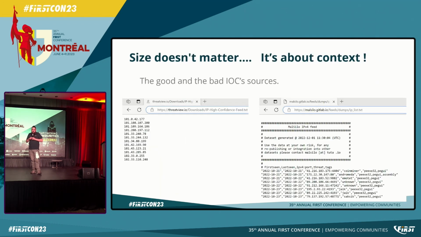So the first thing to understand is that you have to make a decision concerning what you are collecting. We collect, here you have two examples, a lot of open source feeds. But when you have an open source feed, for example ThreatView, which gives you high confidence IPs, it doesn't give you any clue of what is the problem with this kind of IPs.